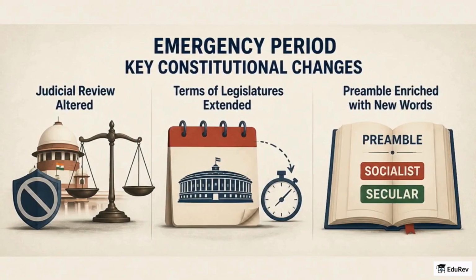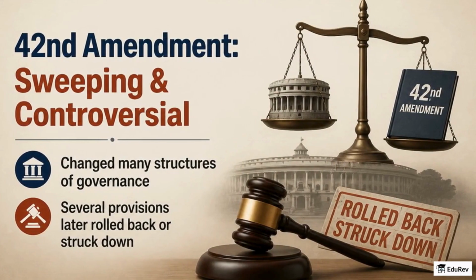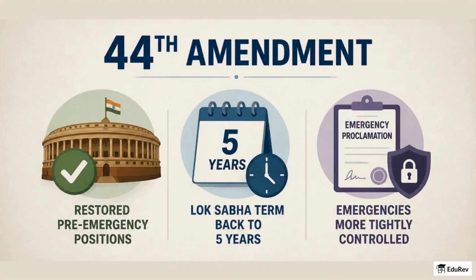politics. During the emergency period, the 38th and 42nd Amendments altered judicial review, extended terms of legislatures, and added words like socialist and secular to the preamble. The 42nd was sweeping and controversial, changing many structures of governance, and several of its provisions were later rolled back or struck down. The 44th Amendment restored several pre-emergency positions, reduced the Lok Sabha term back to 5 years, and made emergency proclamations more tightly controlled.